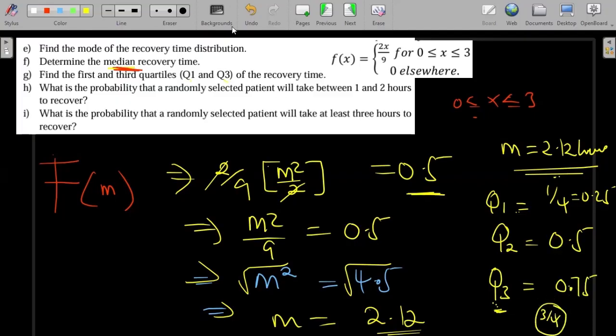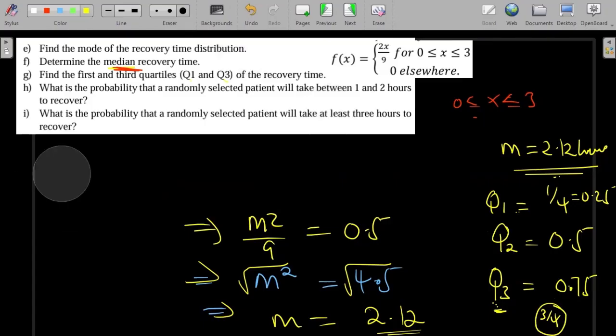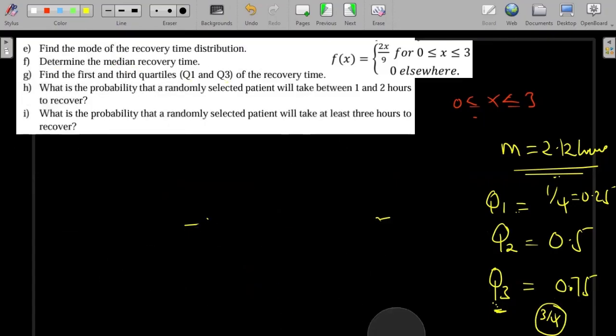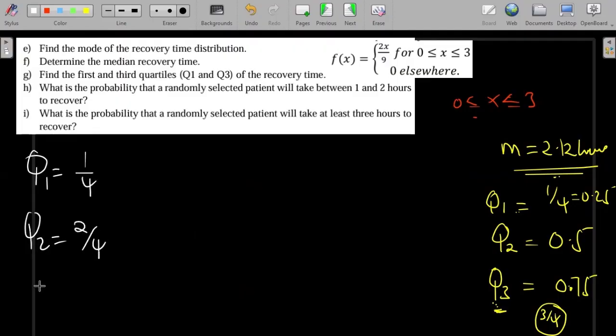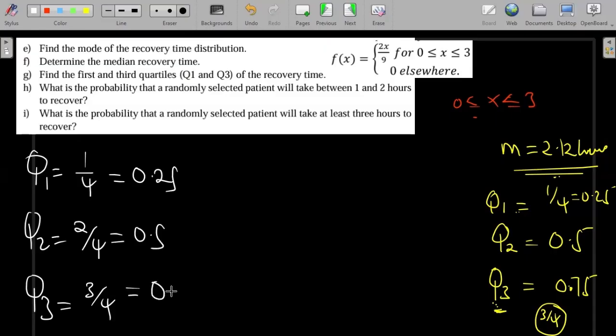In other words, if you find it hard to remember this, let me write it in a simple way. If you are finding Q1, you equate it to 1 over 4. Q2, you equate to 2 over 4. Q3, you equate to 3 over 4. As decimals, this will be 0.25, this one 0.5, and this one here 0.75. So that's where these are coming from. These are just quartiles.